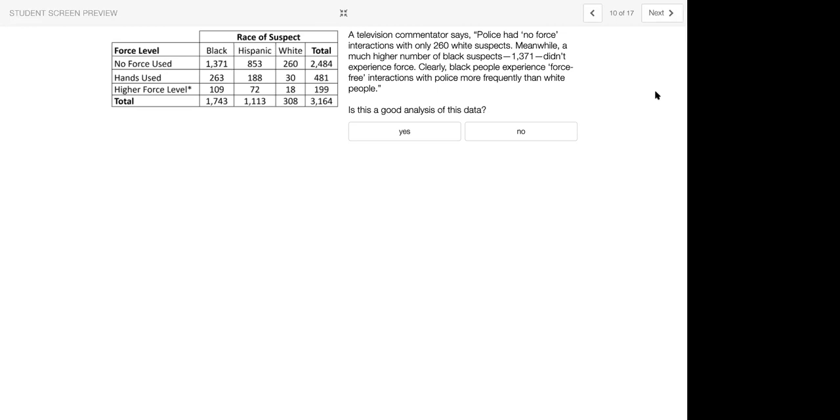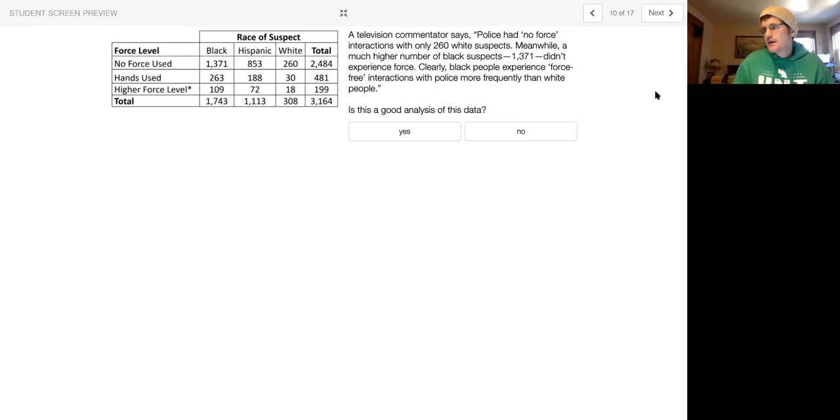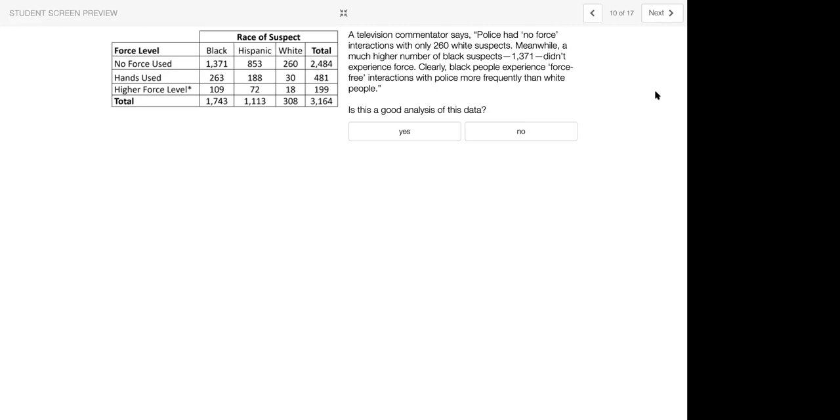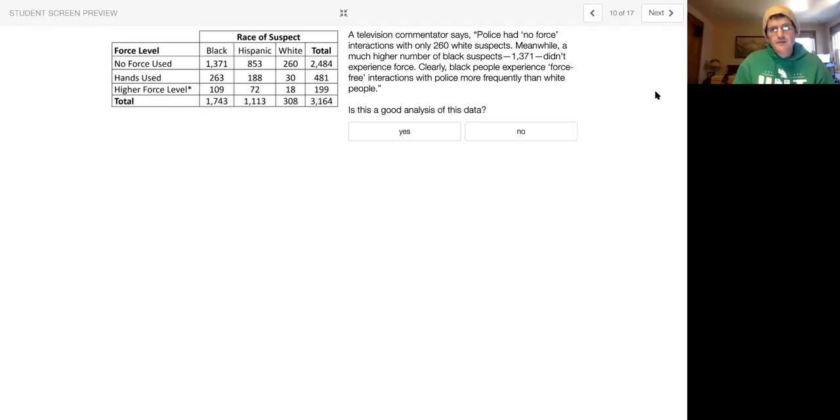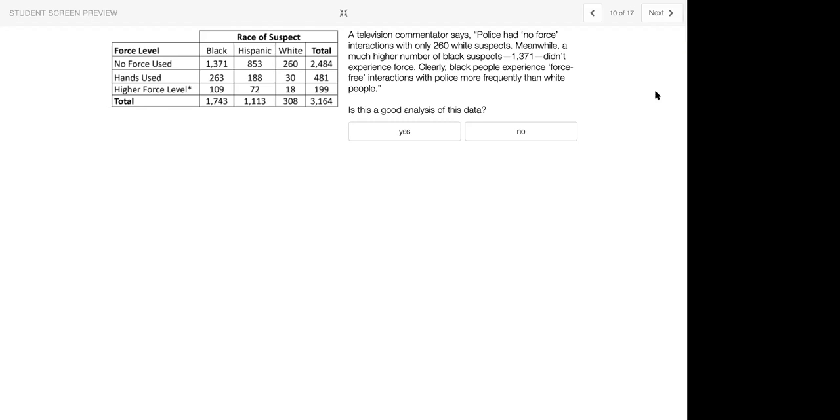No. Well, what do you guys think? Anyone else? It's an accurate representation of the data, but it's not a good analysis because only a fewer amount of white suspects were actually checked. It was only 308 white, and then it was 174. So there's a higher percentage who are black, which skews the data.